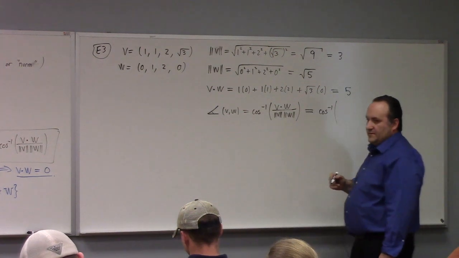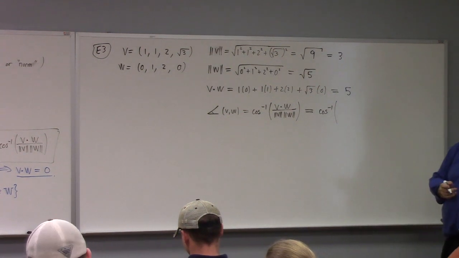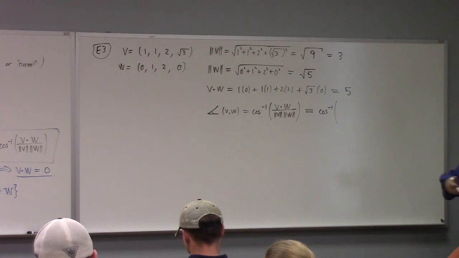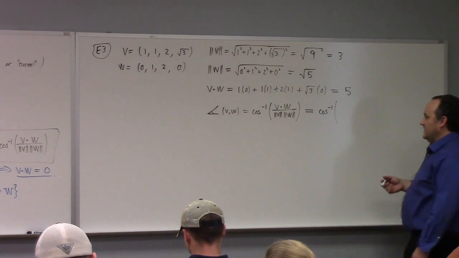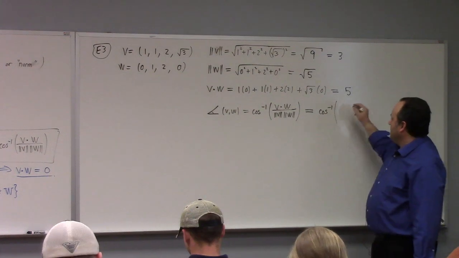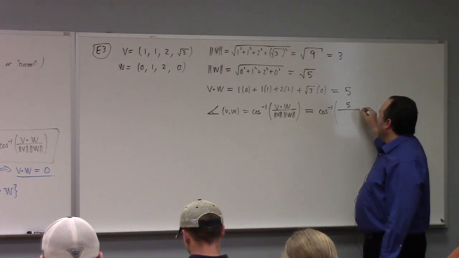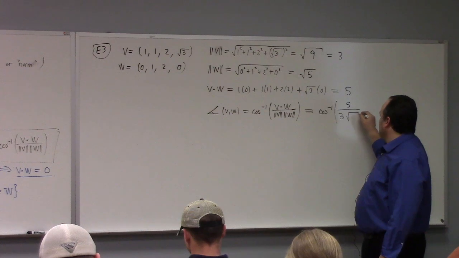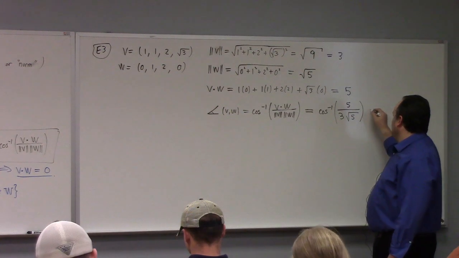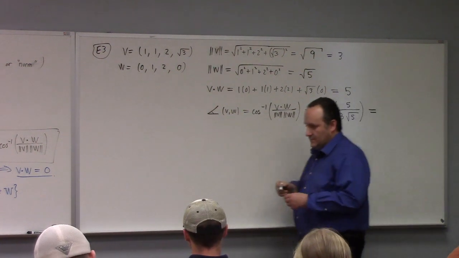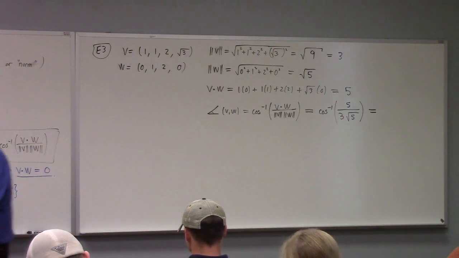What's the length of the 0 vector? 0, right? So we don't want to divide by 0. That's why we have to have non-zero vectors here to define the angle between them. But my V dot W was 5, and I've got like 3 over the square root of 5, right? Whatever that works out to, if I have my calculator, we'll find out.